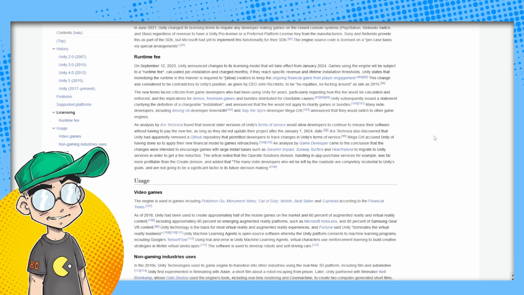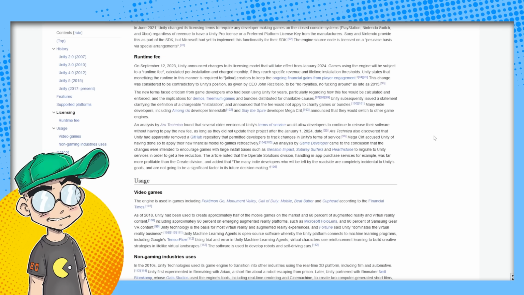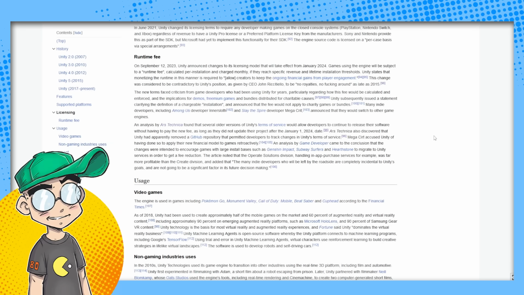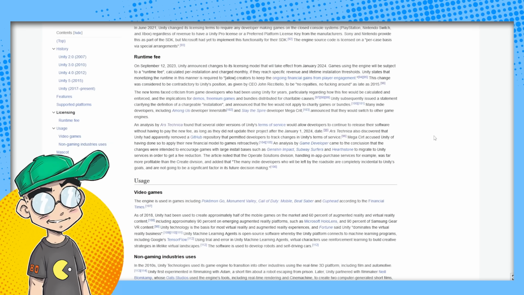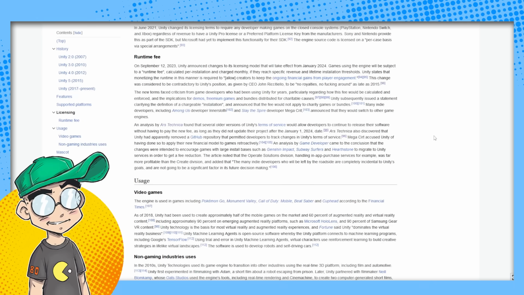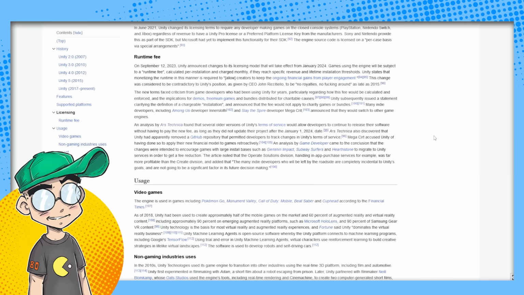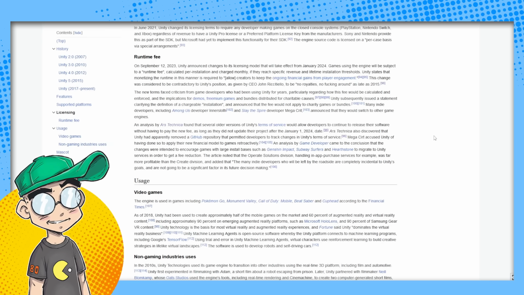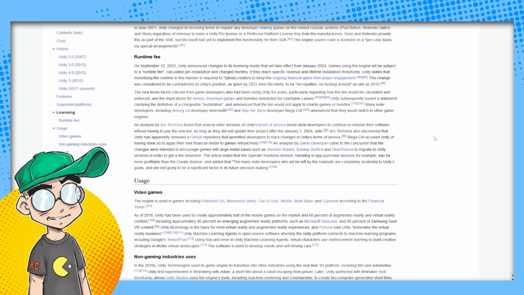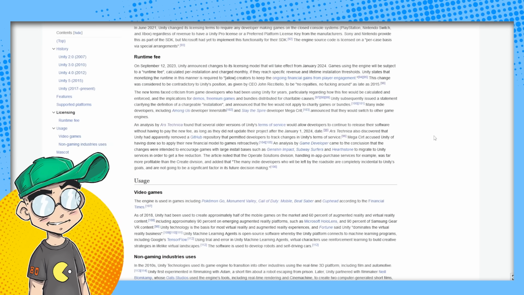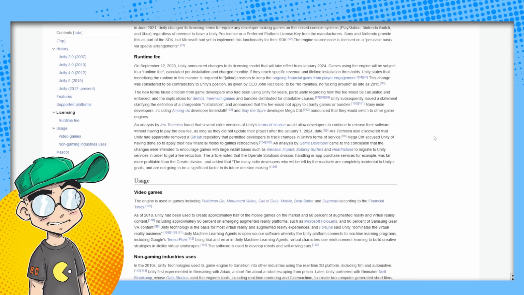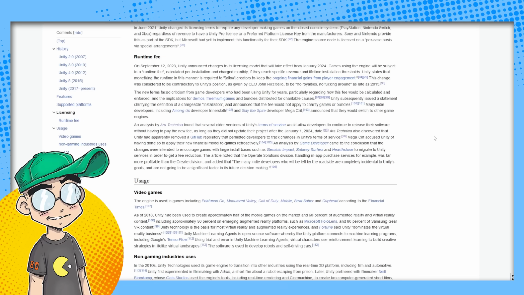It's a runtime fee, per Wikipedia. On September 12th, Unity announced changes to its licensing model that will take effect from January 2024. Games using the engine will be subject to a runtime fee, calculated per installation and charged monthly, if they reach specific revenue and lifetime installation thresholds. Unity states that monetizing the runtime in this manner is required to allow creators to keep the ongoing financial gains from player engagement. They're leaving money on the table and they don't like it, just like Reddit.